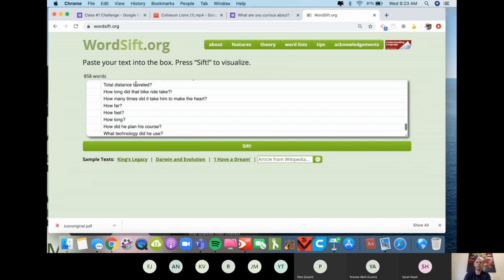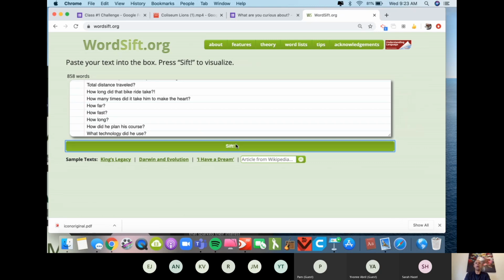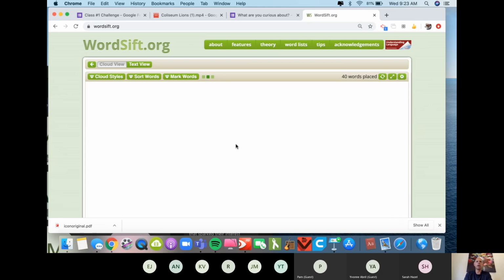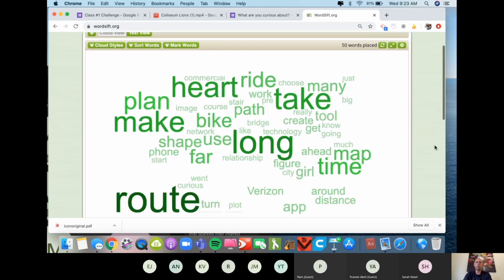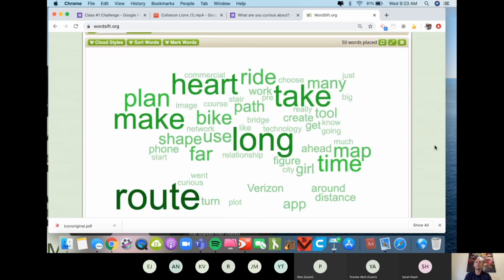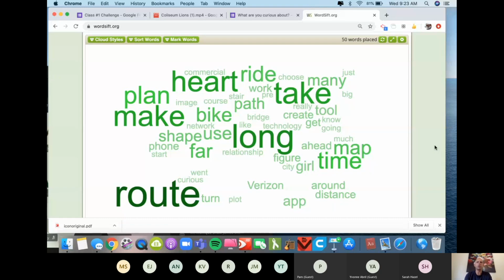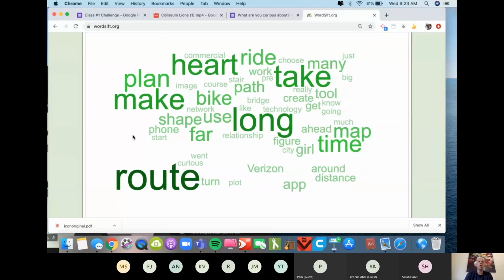I put these in here and I hit Sift, and it's going to create a data visualization about their questions. Recall, the curiosity spark showed some hipster guy riding a bike around San Francisco and then sending a text to what we think is his friend or his girlfriend or his wife that shows a heart-shaped ride. So these are the most common words used in the students' questions: heart, ride, take, long, route.